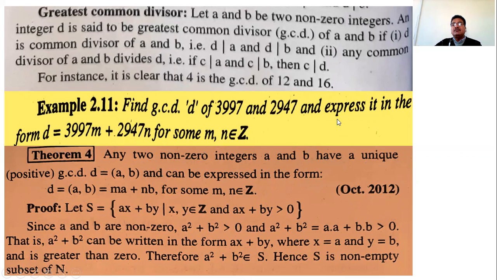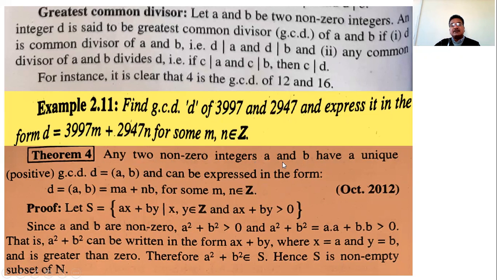We observe that the greatest common divisor d of these two numbers is expressed in this form, a into m plus b into n for some m and n belonging to Z, or we can use the letters x and y instead of m and n. Applications of this theorem were already observed in the previous lectures. So the greatest common divisor of two non-zero integers is unique, and it is expressed in this form for some m and n belonging to Z. Now we have to prove this theorem in two parts.